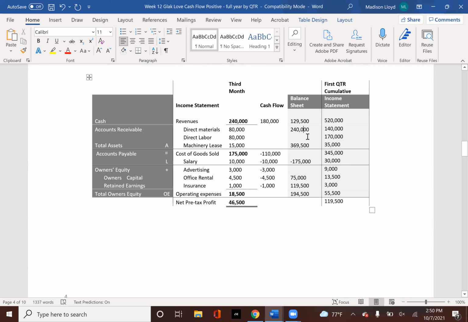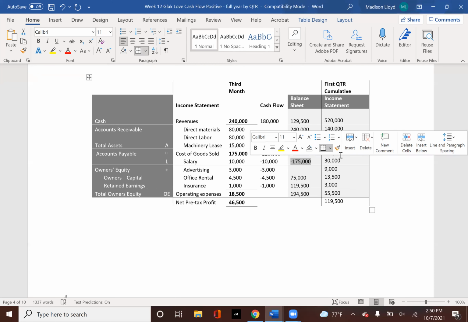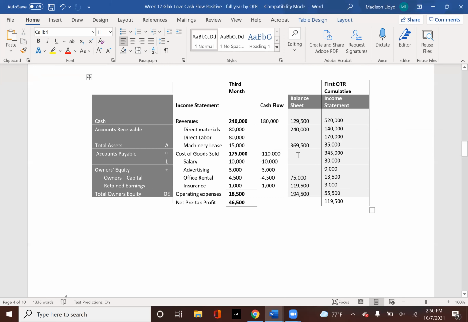That's what you have to receive. Right here, your total assets are your cash plus your accounts receivable to get $369,500. Your accounts payable, we'll just move this up here just for shits and giggles.